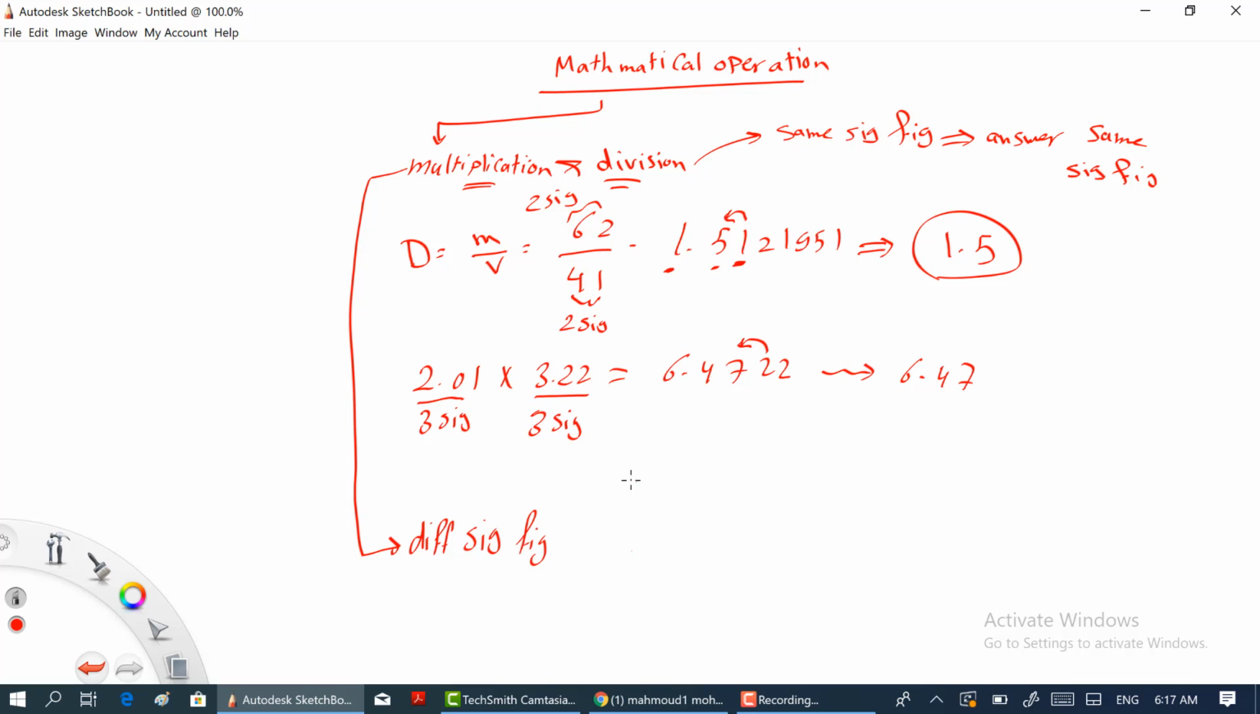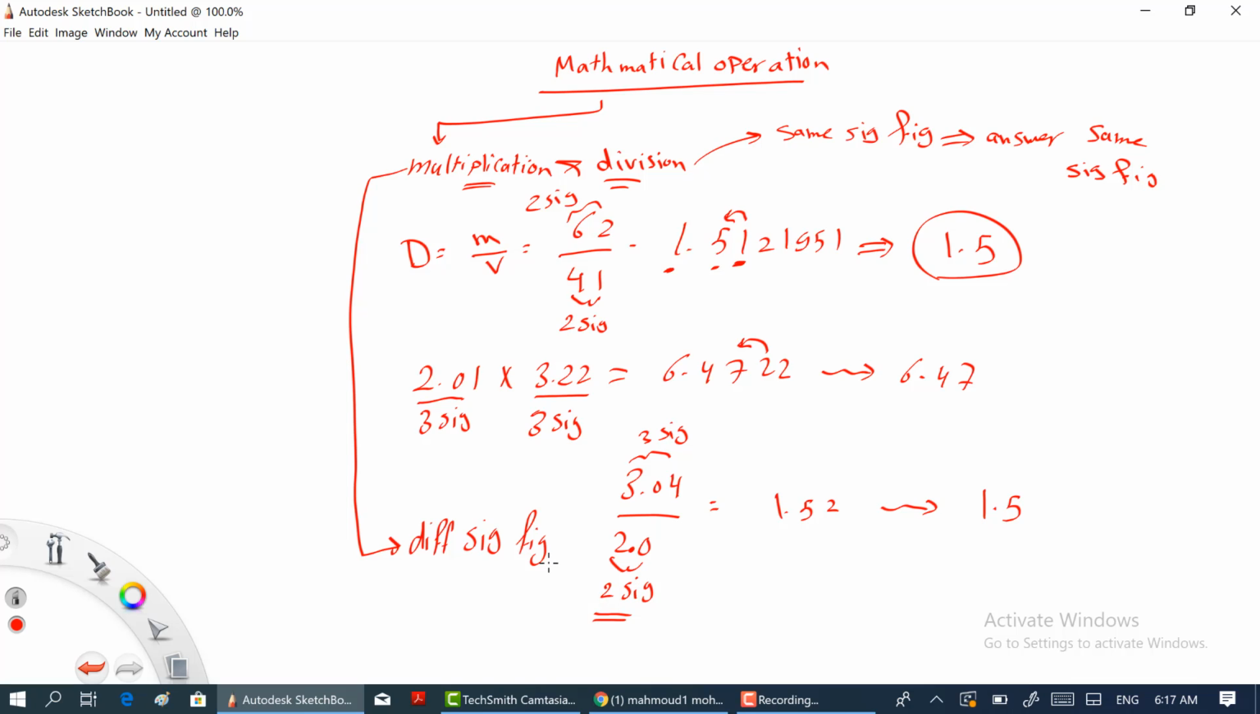For example, 3.04 divided by 2.0. In this case, I have a 3 significant figure number and a 2 significant figure number, so the answer will be rounded to the fewer significant figures. If the answer is 1.52, we need only 2 significant figures, so it will be 1.5, according to the lesser number of significant figures.